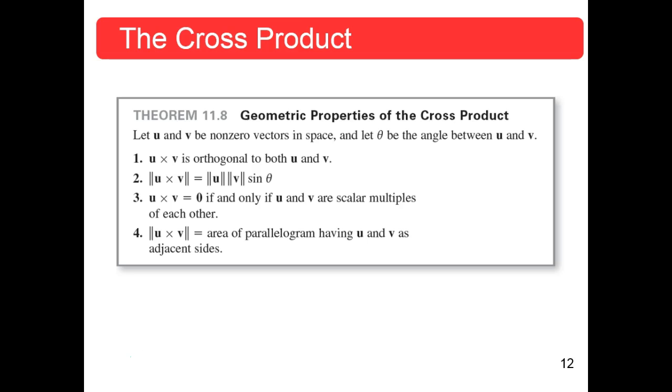Okay? Now, the magnitude of U cross V is the area of a parallelogram having U and V as the adjacent sides, whichever they are. Area of that parallelogram. That's an interesting geometric property.